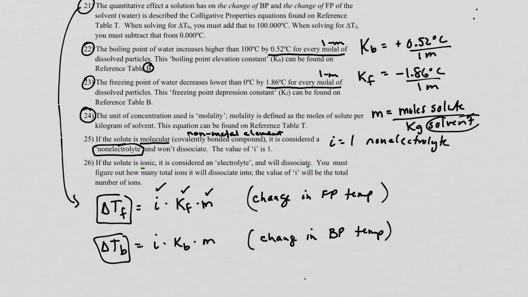Now, if the solute is ionic, it is considered to be an electrolyte, and it will dissociate. The I factor is going to depend on the number of ions the compound dissociates into. And so that requires a little bit of practice. You have to be able to look at a chemical formula and break it apart and see how many ions went into making that compound. We'll get practice with that in the problem set.